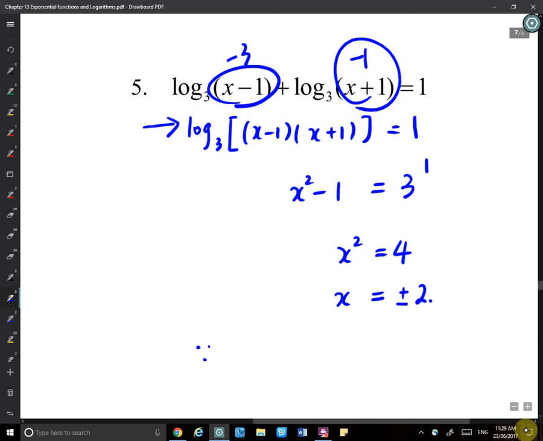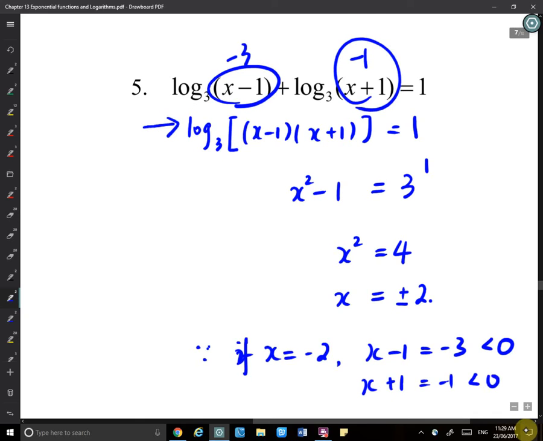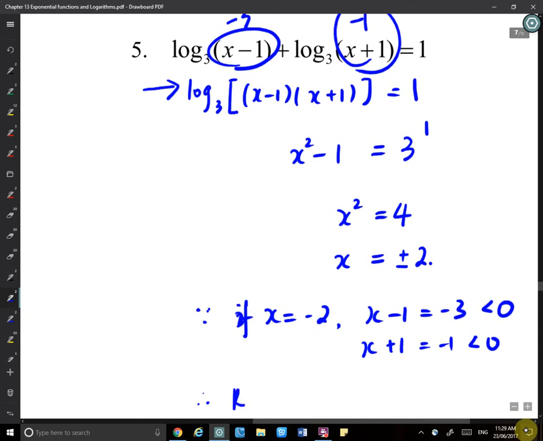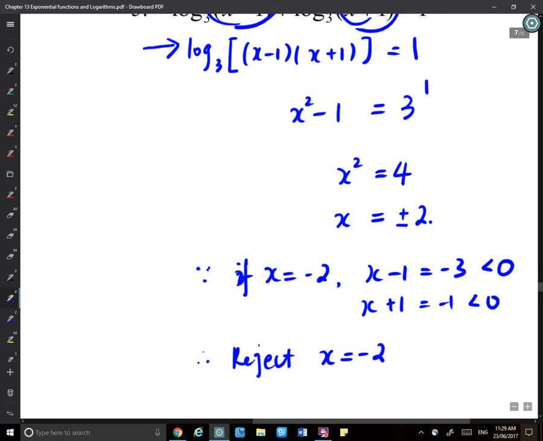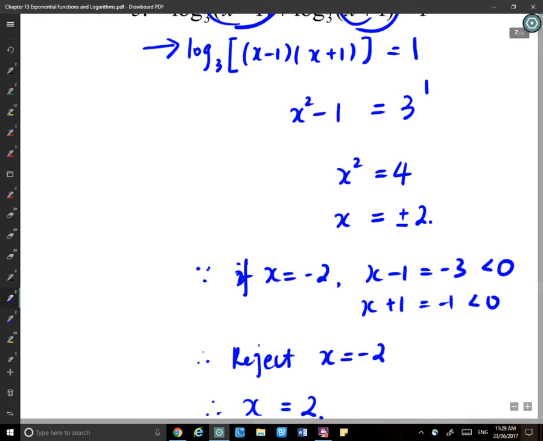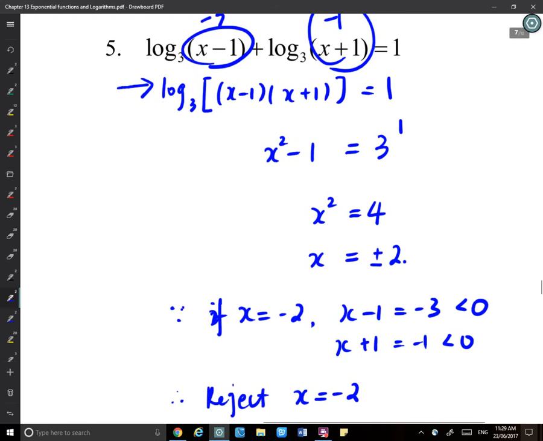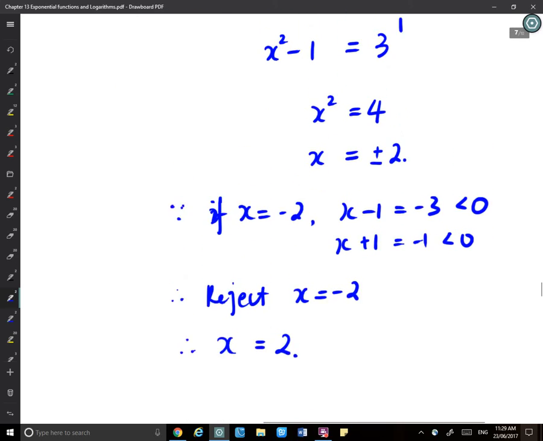Because if x equals minus 2, x minus 1 equals minus 3, less than 0, and x plus 1 equals minus 1, less than 0 as well. So I will reject x equals minus 2. You need to state your final answer, which is 2. We need to check 2 as well. We put in 2: 2 minus 1 is 1, and 2 plus 1 is 3. So that worked.